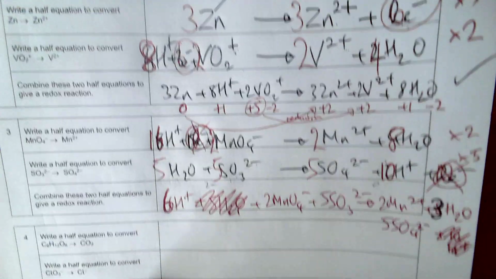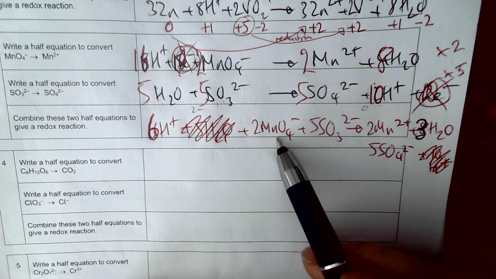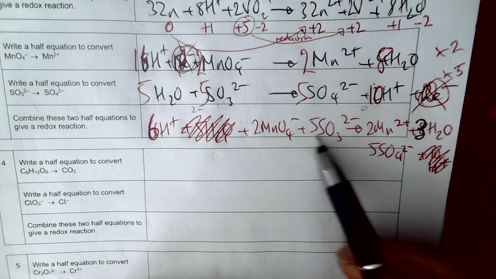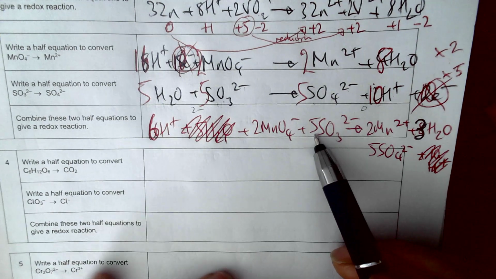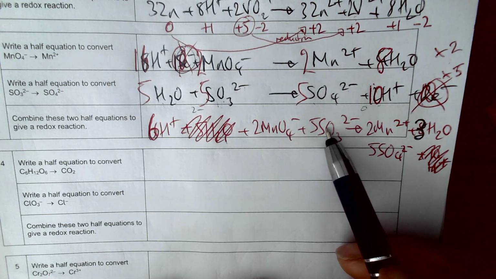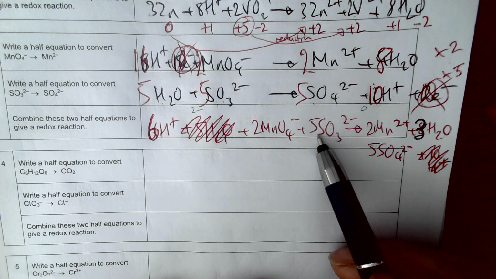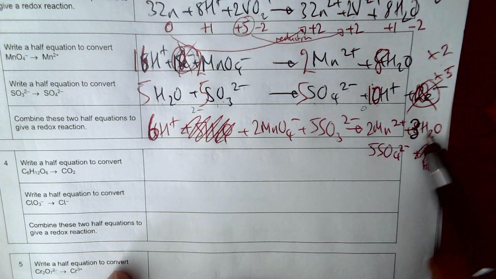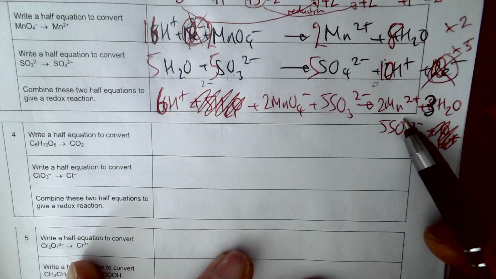All right, took a bit of work, but it's 6 H plus, 2 manganate ions, 5 sulfur trioxide ions. What would you call them? Sulfite. What is it? Sulfate 4 ions. Manganese 2 plus. Anyway, there it is. Lots and lots of cancelling out.